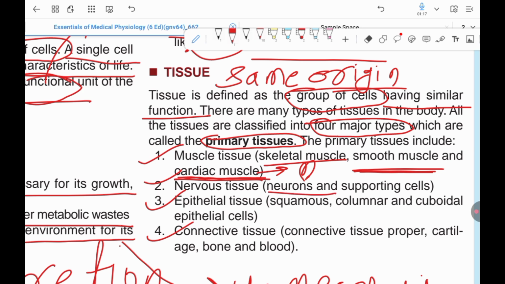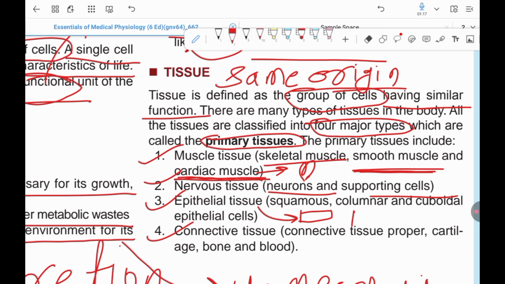So the next tissue is the nervous tissue, which includes the brain cells, that is the nerve, neurons, and the supporting cells. Third is the epithelial tissue. Epithelial tissue forms the covering of the organs, the covering of the structures in the body. Based on the shapes of the epithelial tissue, there are three types.